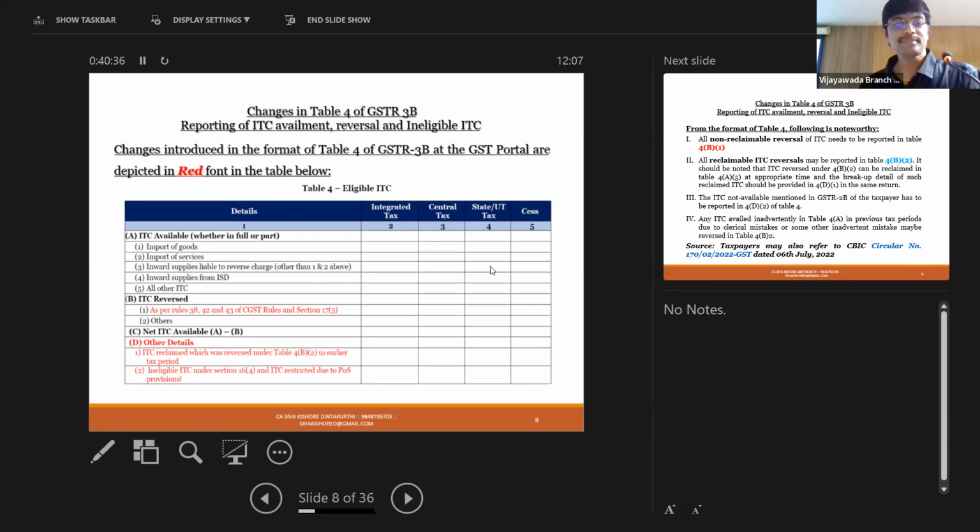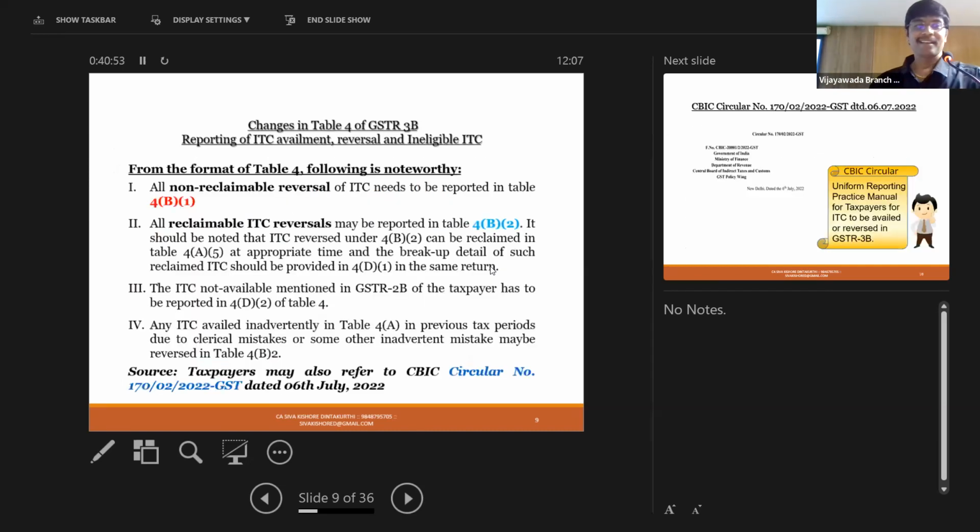Okay. When you are doing hard punch value, you should be very careful. This is the word used by our Indirect Tax Committee. This is a very fancy word. That's the reason I just want to communicate to you. Hard punch means deleting all the data, entering whatever you want. So, from the format of table, following is noteworthy.